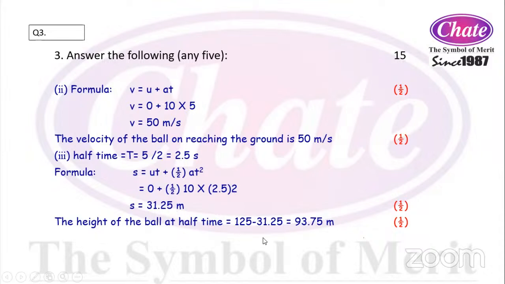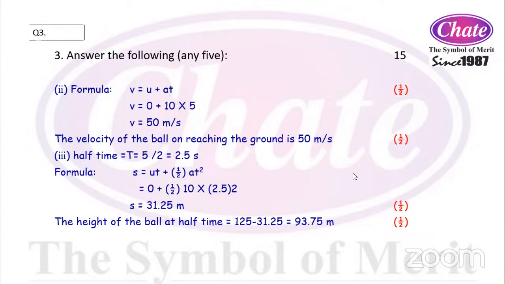31.25 from the 125. So in that case, suppose the ball is here and it is falling down like this. After 2.5 seconds the ball must have reached this place, and this distance is nothing but the 31.25. And in this way it is going to fall. So the remaining distance will become 93.75. Clear? So all these things we can see here.